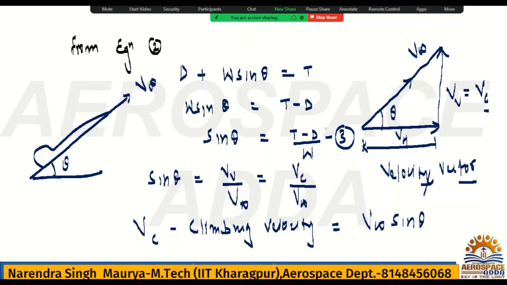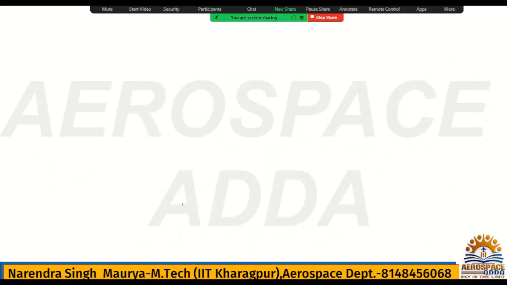Yes or no? So this is the climbing velocity they are asking in the exam. What is the climbing velocity? If you know theta and the aircraft speed, then you can calculate it. It's very simple: sine theta is (T minus D) by W. Yes or no? So I will give the heading. What is the heading here now?